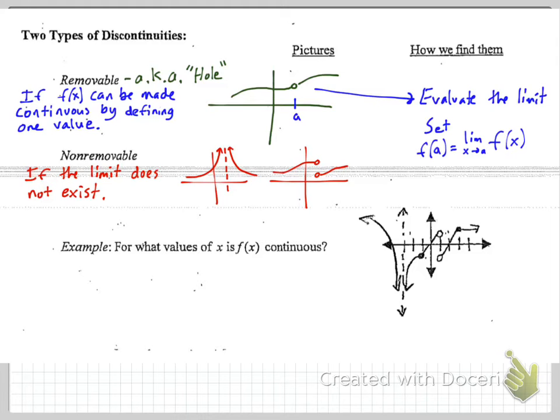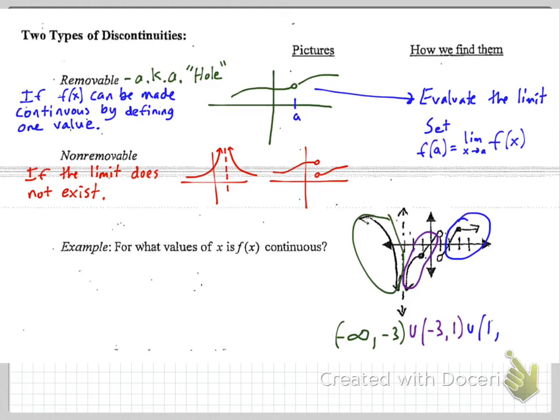So let's look at this example here. For what values of x is f of x continuous? Well, over here on the left, that part is continuous. So you can say from negative infinity to negative 3. And remember, we're talking about the x values here. Also, it's continuous here in between those two parts, because from negative 3 to 1, this function is continuous. And over here on the right, from 1 to infinity. Those are all the places where this function is continuous.